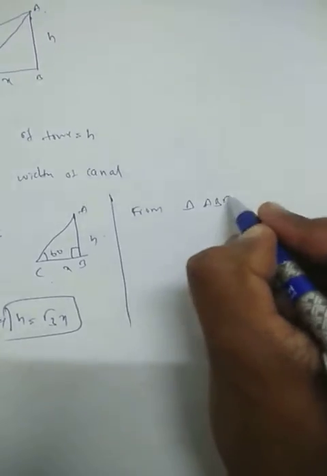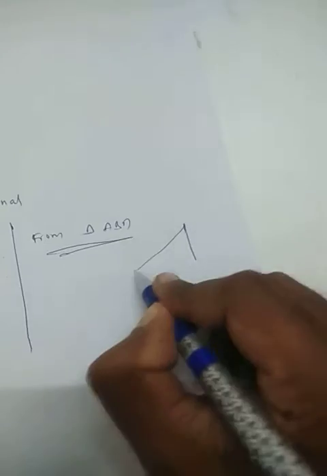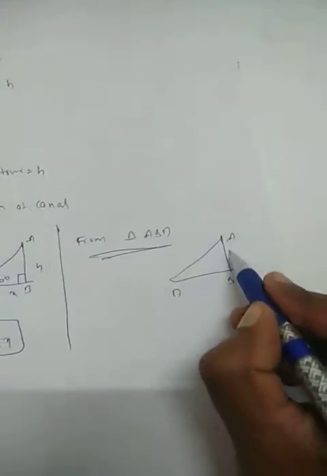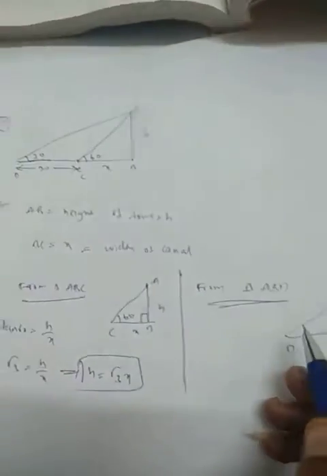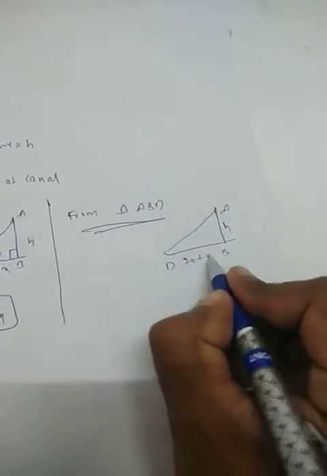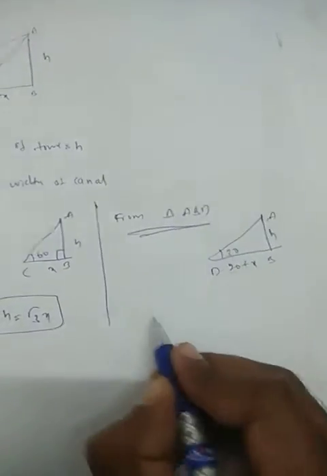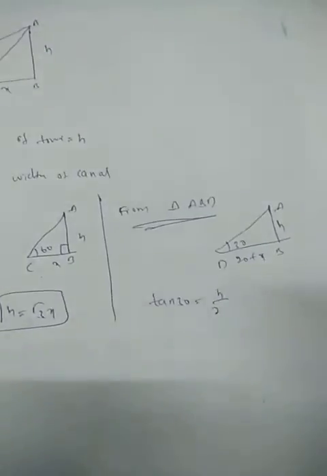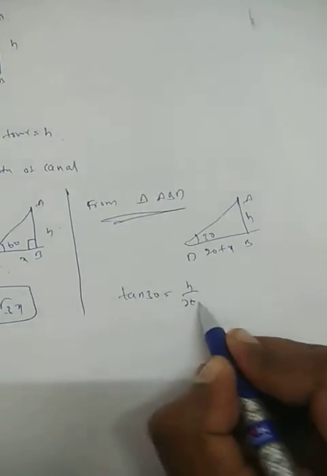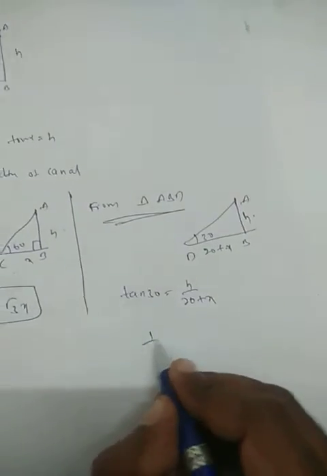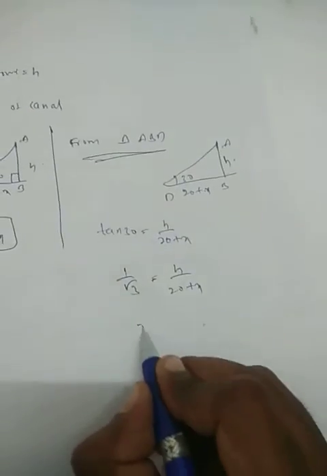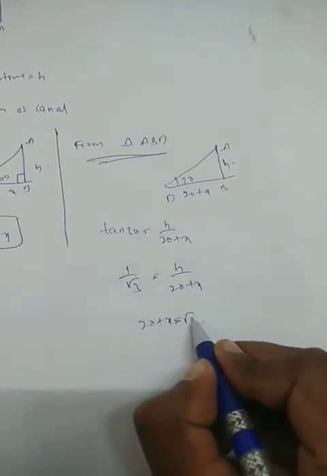So next let us go for triangle ABD. So this will be h, and this will become what? 20 plus x. So the angle will be 30. The same way, tan 30 is equal to same h by 20 plus x. Opposite by adjacent. 1 by root 3 is equal to h by 20 plus x, cross multiplication. So 20 plus x is equal to root 3 h.